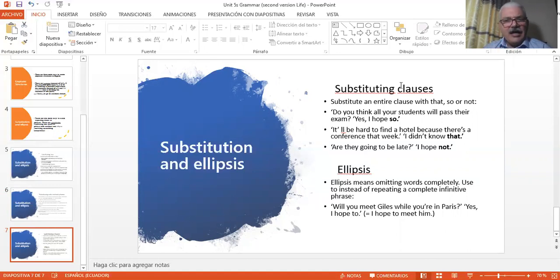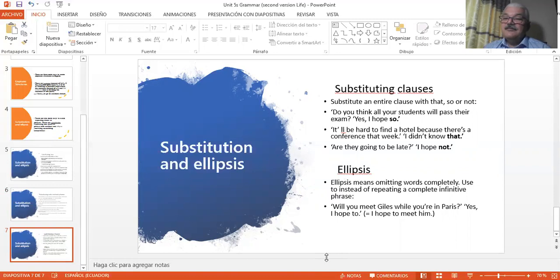I didn't know that. So what does it mean? What we said before, okay? Or in the other case, are they going to be late? I hope not. That is, "not" refers to what I was asked by the other person, okay? Then, those are forms to substitute clauses, and let us analyze the other part, that is the ellipsis.